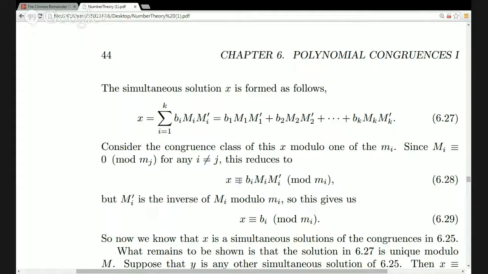So let's write this out for our example. What was our B1? Our B1 was 2. Our capital M1 was 35. And the multiplicative inverse of 35 was 2.